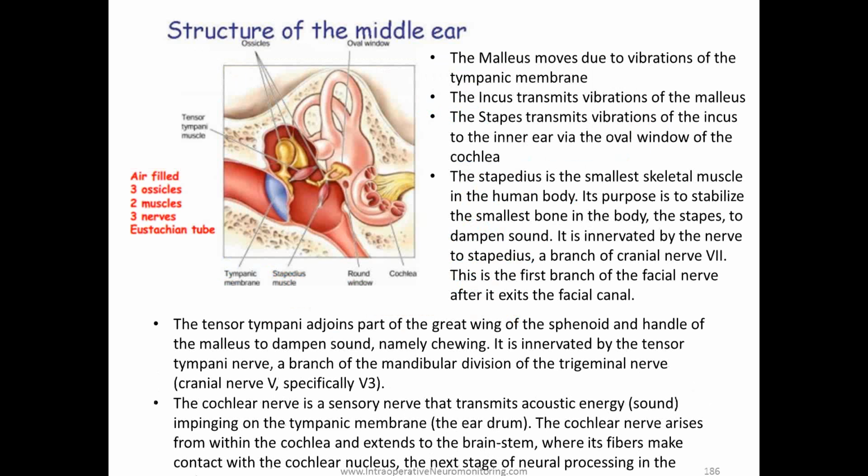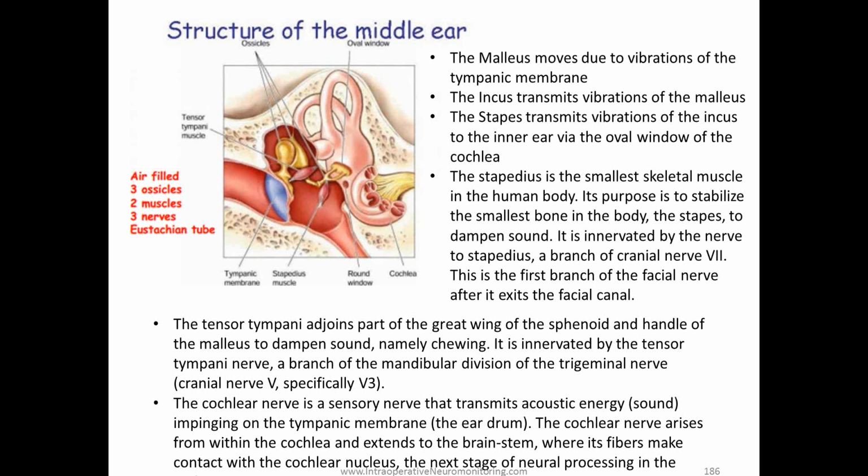The malleus moves due to vibrations of the tympanic membrane. So they might ask which of these bony structures is attached to the malleus, or which one is attached to the oval window, or the stapes is attached to what area, the round window or oval window. You have to know it's the oval window. So just try to get those in place in your mind. The incus transmits vibration to the malleus. The stapes transmits vibration of the incus to the inner ear via the oval window of the cochlea.